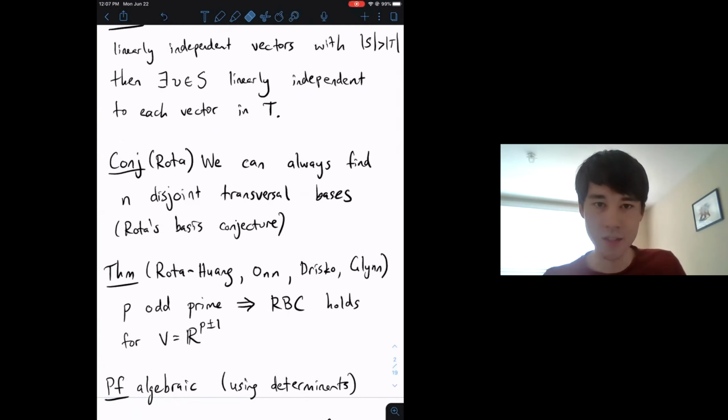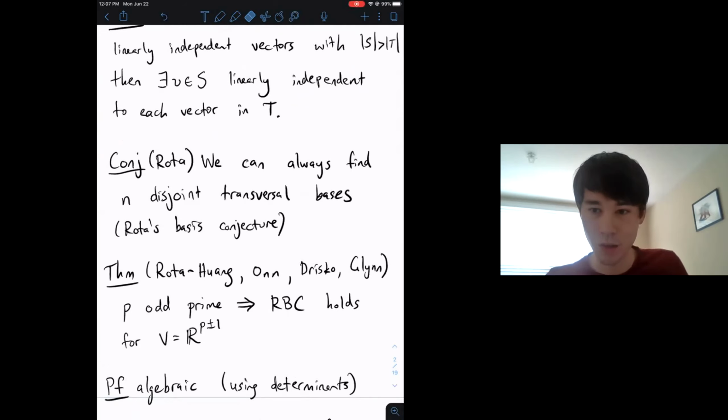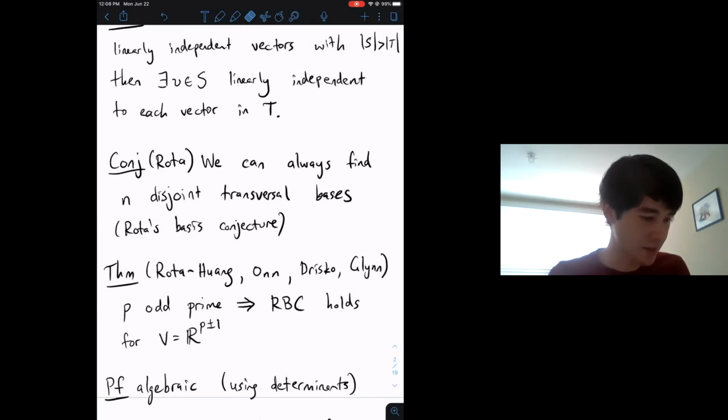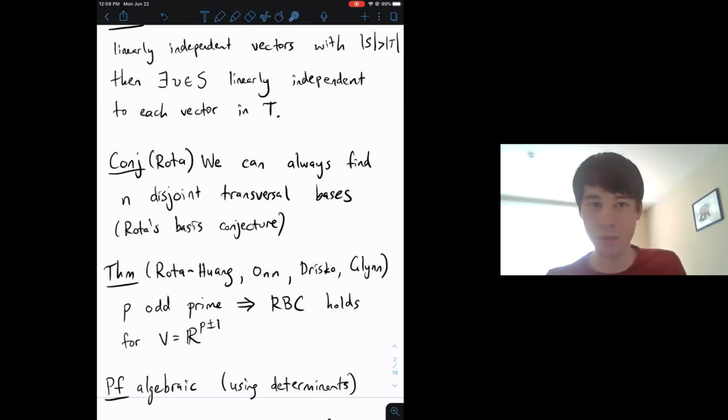So this is really summarizing two theorems by Driscoll and by Glynn, which is building on a reduction which was first proved by Rota and Huang and was simplified by Onn. And it says that Rota's basis conjecture is true in the case where your vector space is over the real numbers and the dimension is an odd prime plus or minus 1. As I said, you prove this in an algebraic fashion, actually not using determinants, using hyperdeterminants, whatever that means.